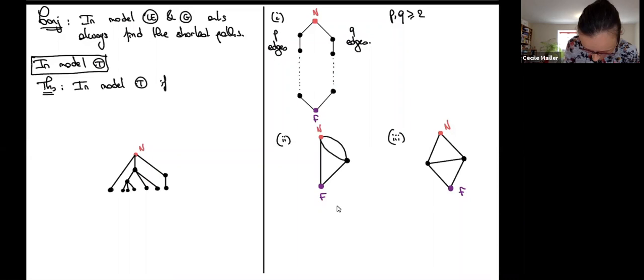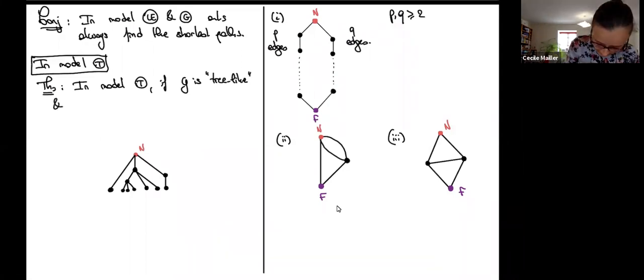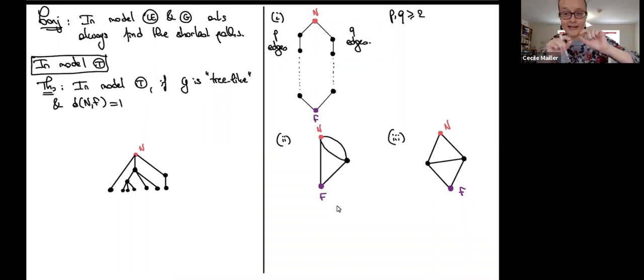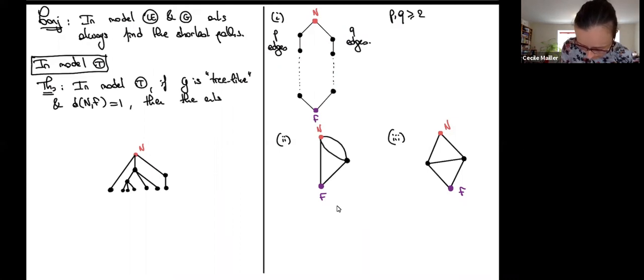if the graph is tree-like, and I'm going to tell you what this means very soon, and if the distance between N and F is 1, so my ants can go from the nest to the food in one step, I just have one edge between N and F, so if the graph distance between N and F is 1, then the ants find the shortest path.